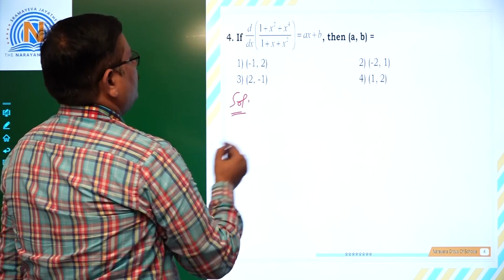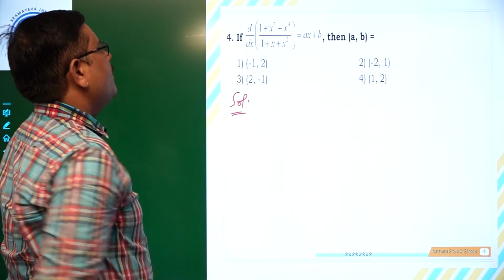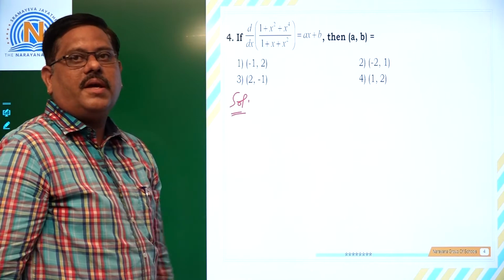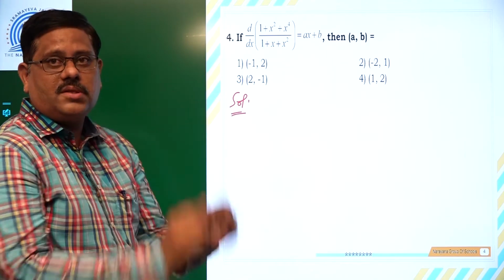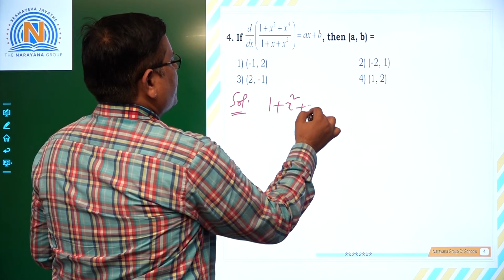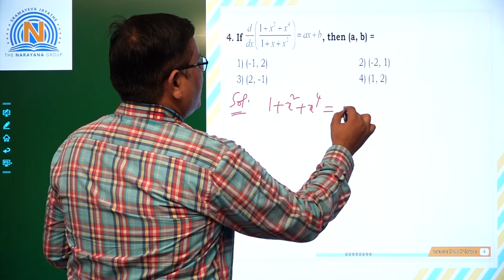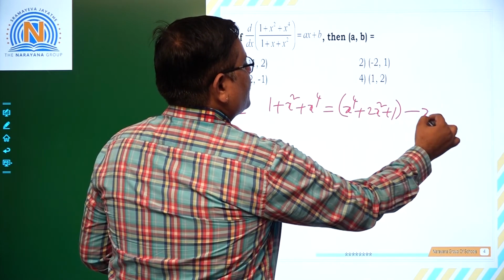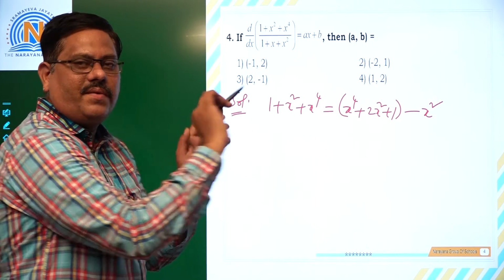Let us see the last question. d by dx of 1 plus x square plus x power 4 by 1 plus x plus x square is ax plus b. Then what is a comma b? It looks to be a very tough question. But here we need to do one thing. 1 plus x square plus x power 4 I will write as x power 4 plus 2x square plus 1 minus x square. Let us add and subtract x square.